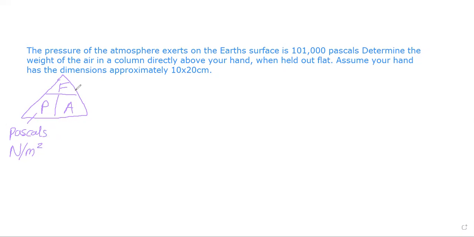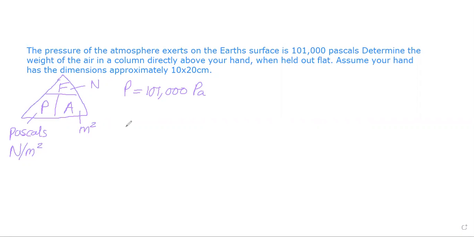We have the force and we have the area. The area has to be in meters squared, because here we have meters squared, and the force has to be in newtons. So let's have a look at this question. It says that the pressure of the atmosphere exerts on the Earth's surface is 101,000 pascals. So straight away, we have the pressure. Pressure is equal to 101,000 pascals.